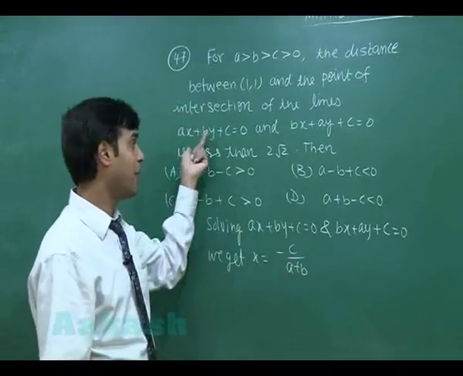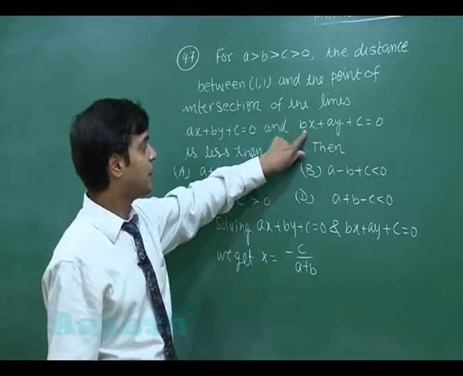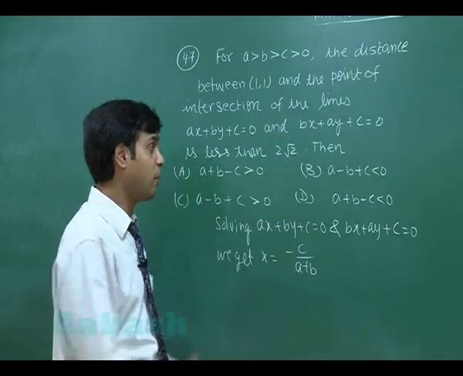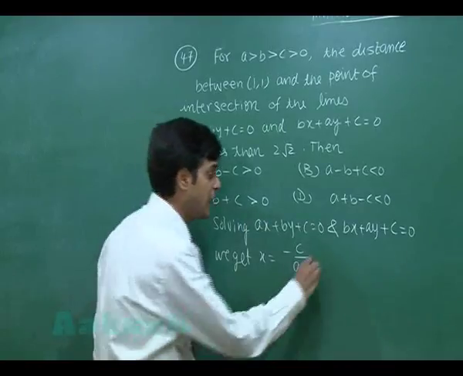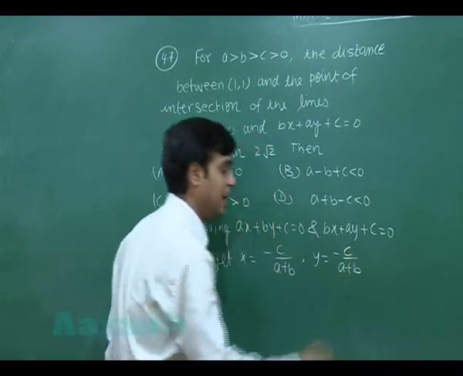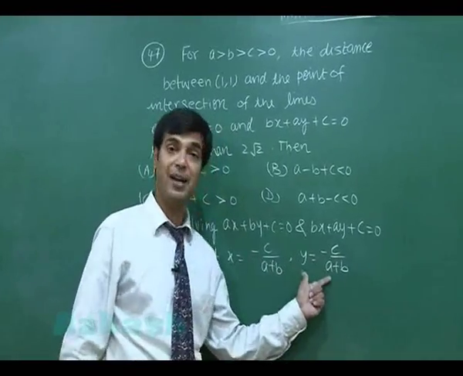Then we can put back the value of x to get y, or if I directly subtract the two equations, I will get x equals y. It means the point of intersection of these two lines is lying on the line x equals y, so y is also coming out as minus c upon a plus b, in order to save my time. So x and y are obtained as this.